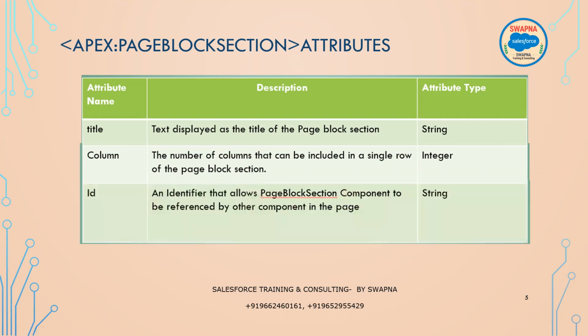And then ID. Yesterday we saw ID is an identifier that allows the page block section component to be referenced by another component on the page. And this is a string. You can add any name into the ID. Take notes of it.